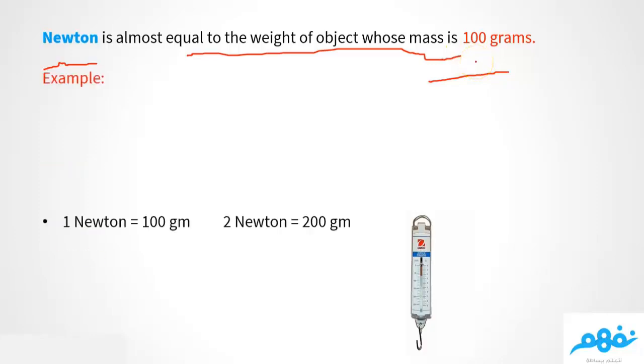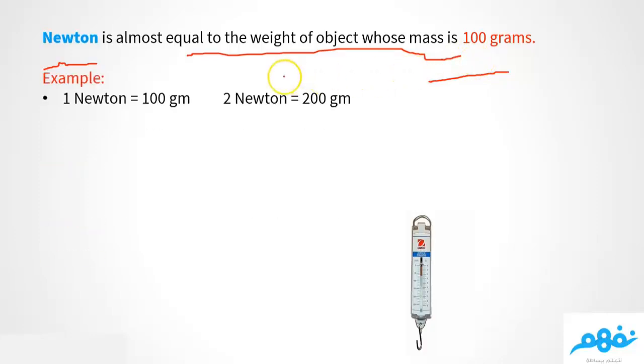Great. I'm gonna give you an example. If we have 1 Newton, that equals كام? 100 gram. If we have 2 Newton, it's gonna be equal to 200 gram. If we have 3 Newton, it's gonna be 300 gram. If we have 4 Newton, it's gonna be equal to what? Exactly, 400 grams.